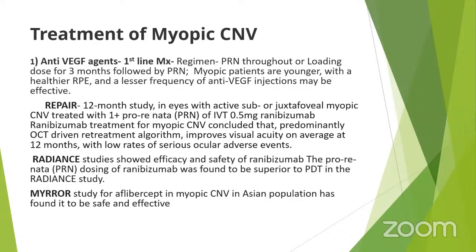And what treatment regimen is generally advised for myopic CNVM? So PRN is generally advised. One initial injection, and then you monitor on the OCT, and if the CNVM recurs, then you inject as per the size of the CNVM.